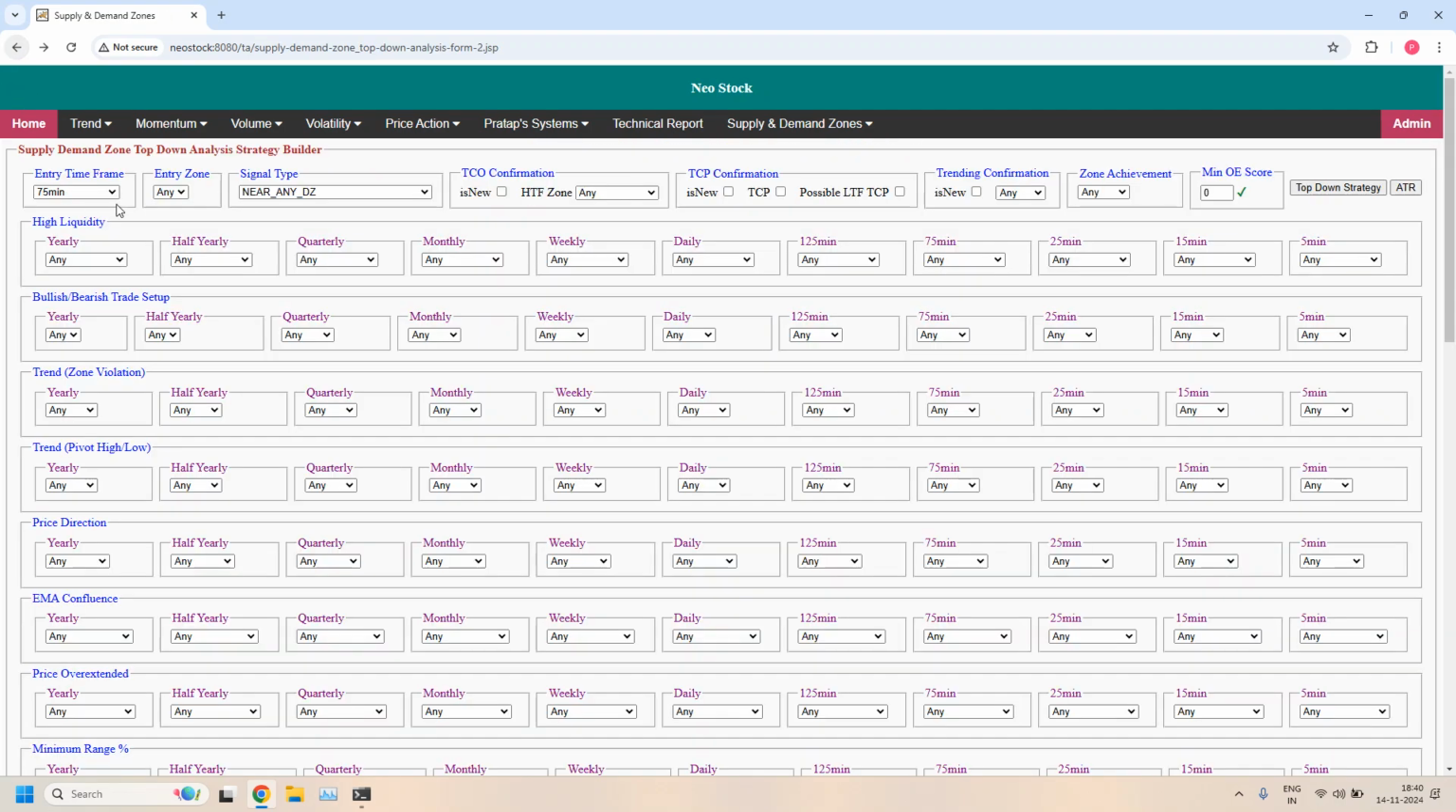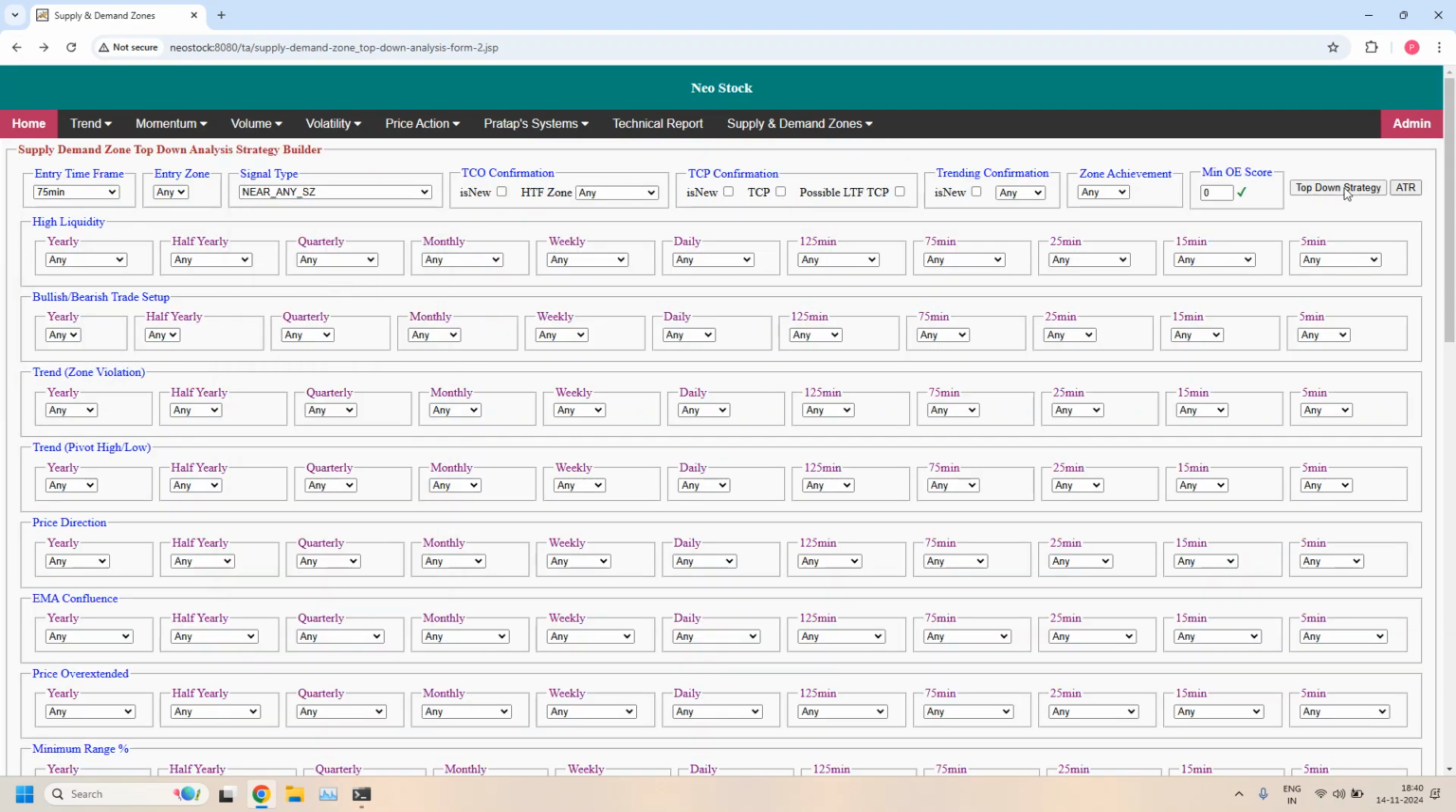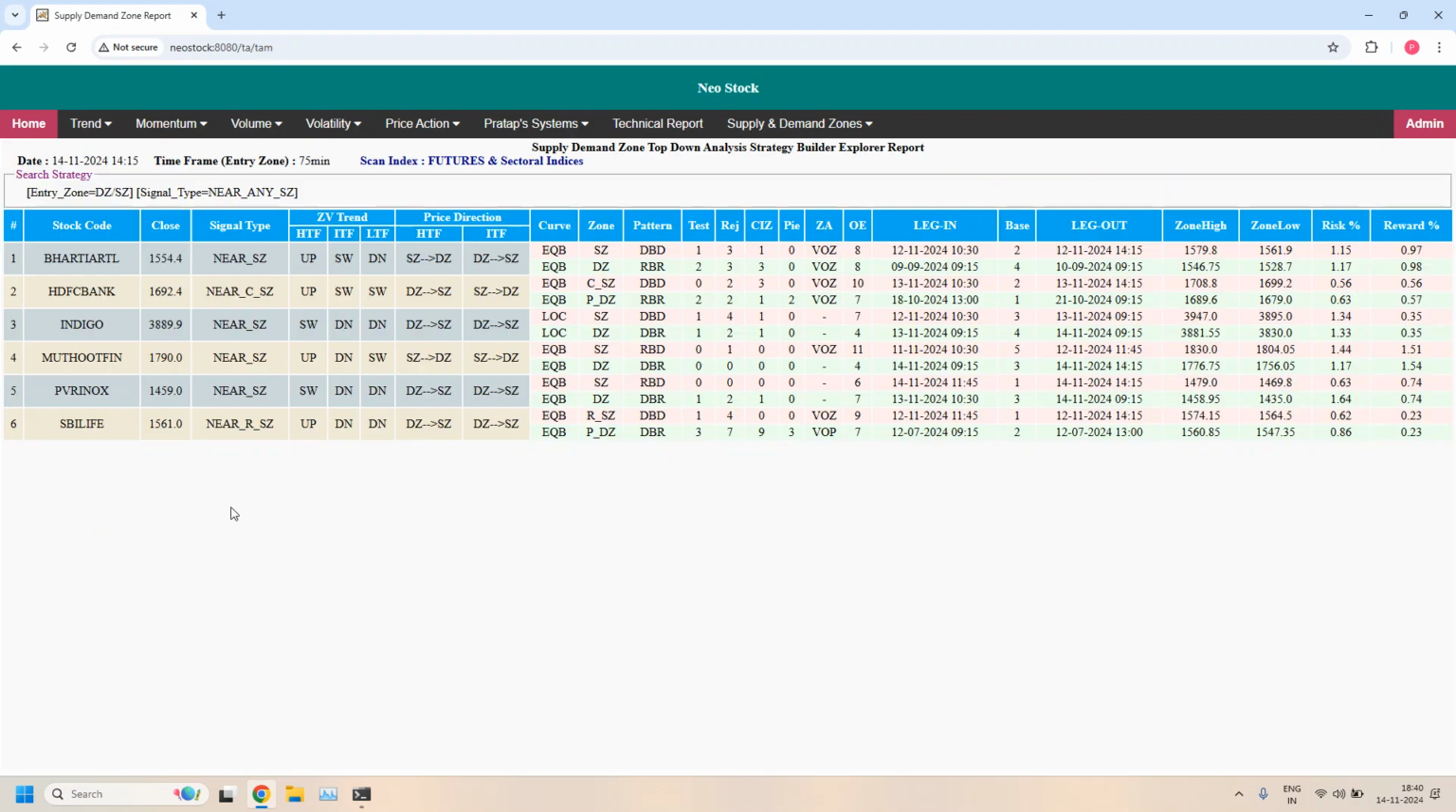Okay, next for 75 minutes time frame, let's find the stocks near 75 minutes supply zone. 6 stocks are filtered. Let's identify high liquidity zones from this list. HDFC Bank is having a high liquidity supply zone.